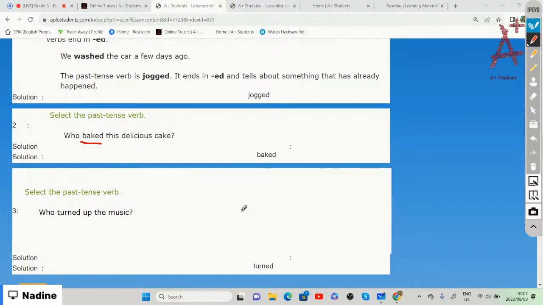Who turned up the music? So if we select the past tense verb, then we can say turned. So who turned up the music? Turned is our regular past tense verb, and it ends in ed, and it tells us what has happened already, right? Turned up the music.